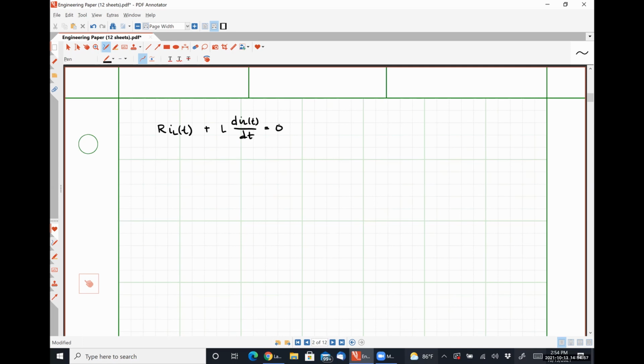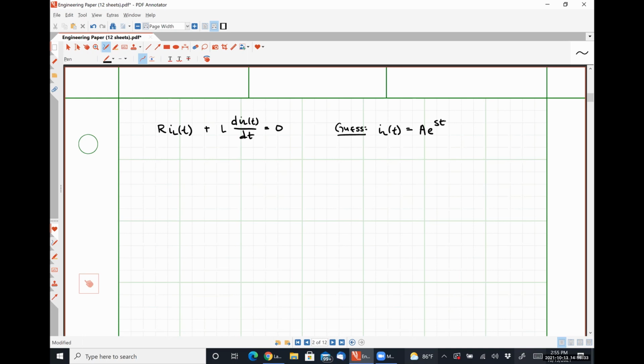So we're going to take an educated guess here, and we're going to guess that our current IL of t is of the form A e to the st amps, where A is just some constant value that we're going to have to figure out, and s is another constant value that we're going to have to figure out, okay?